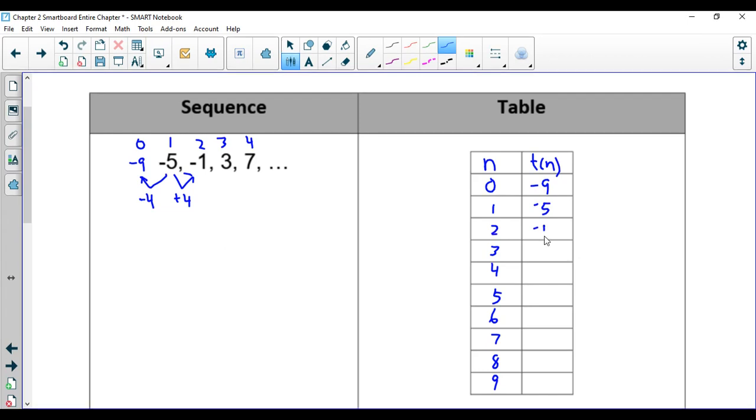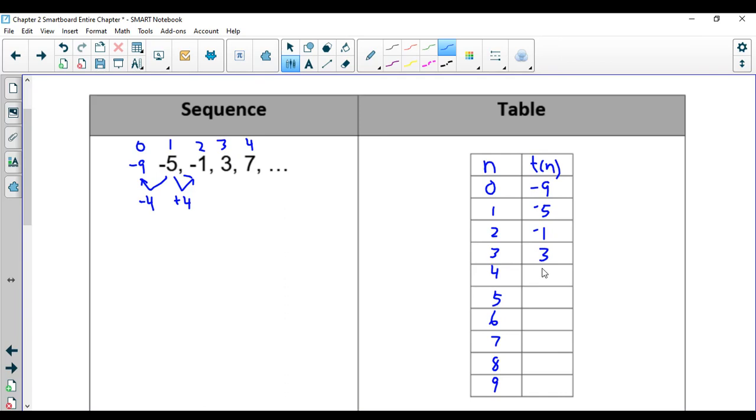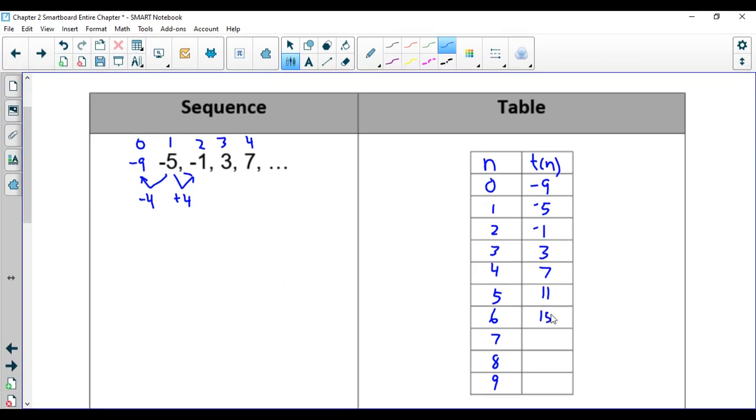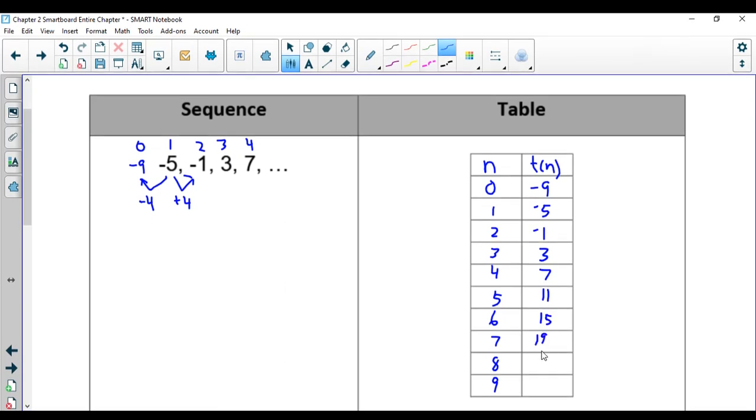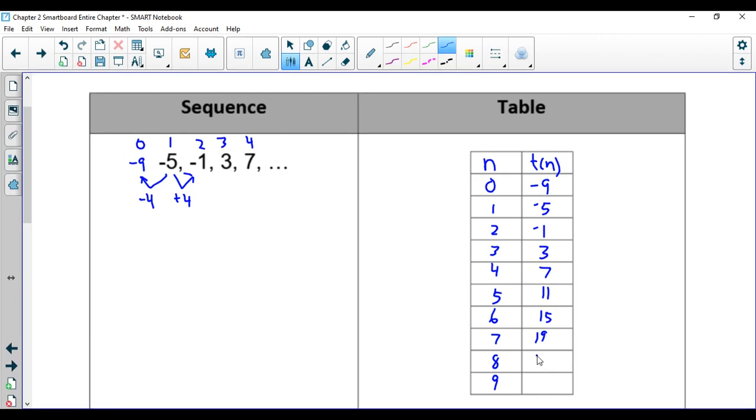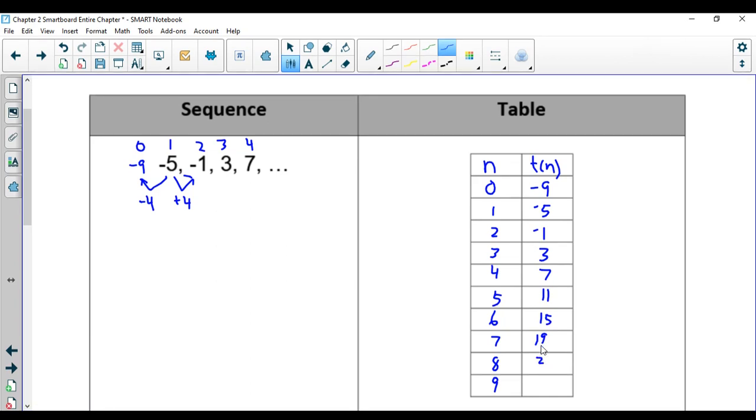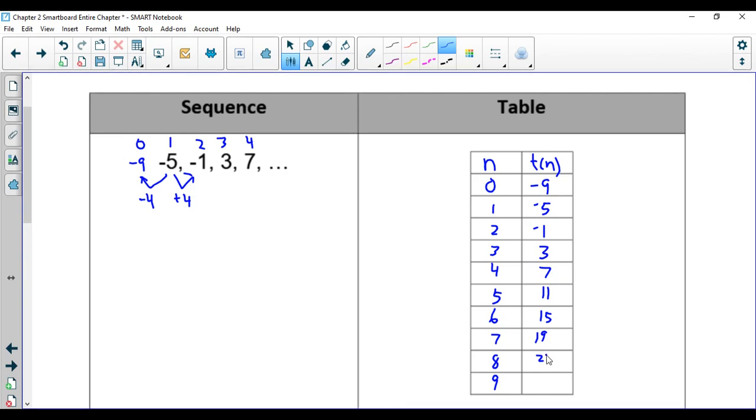The next numbers are -1, 3, 7, 11, 15, 19, 23, and 27.